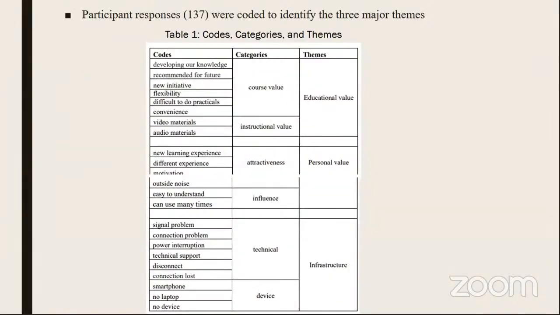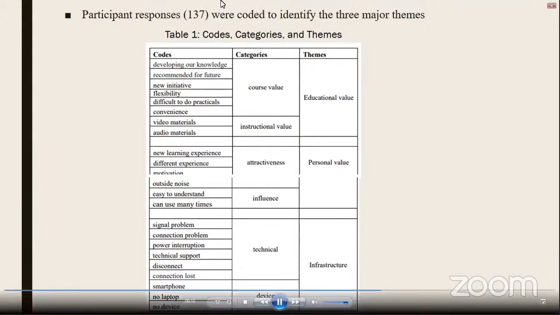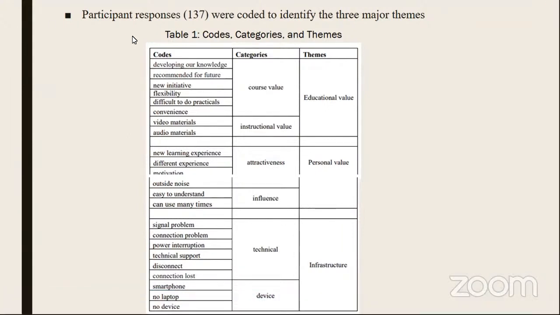Let's move to the participant responses. Participant responses, 137 in total, were coded to identify which, if any, of three major themes appeared among participants' feedback. Educational value, personal value, and infrastructure were identified in the qualitative data as the major themes. The final codes and categories used for defining the themes are shown in Table 1 on the screen.